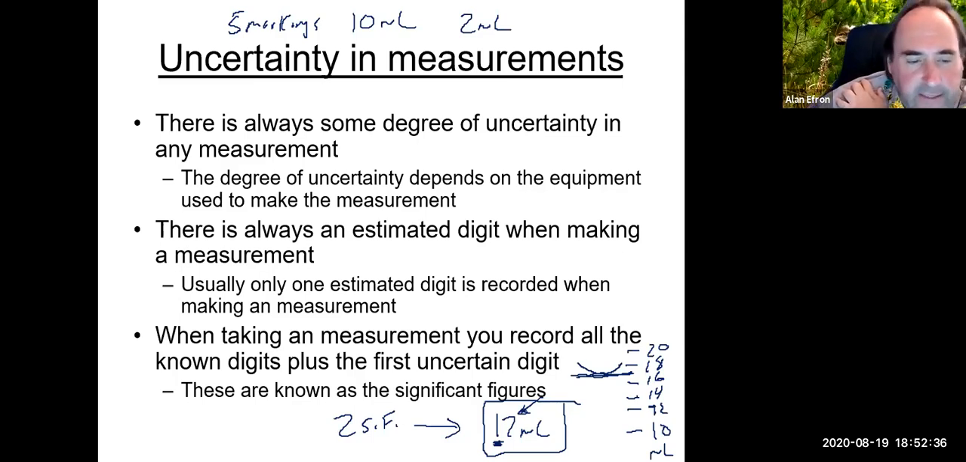So in most cases, you could go to one more place to the right of the smallest marking, not 100% of the time. And you do want to always make sure that you read the scale.